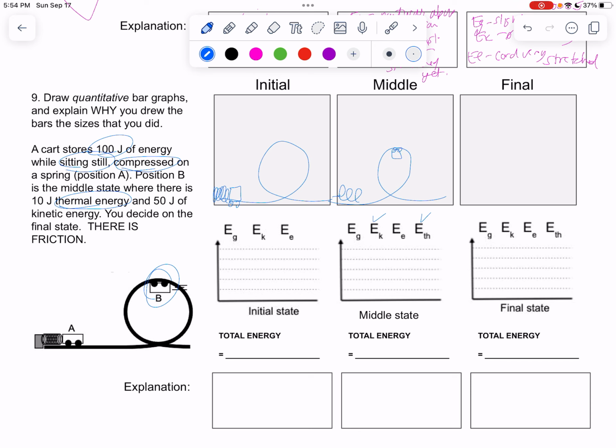You decide on the final state. So I think the spring is still open, and then I'm going to go ahead and put the cart back down here. That just seems the easiest for the final state. Okay, all right, so let's see what we've got. So I have 100 joules of energy.